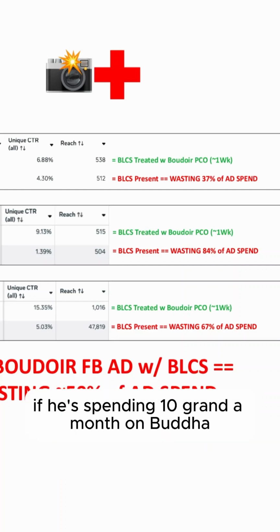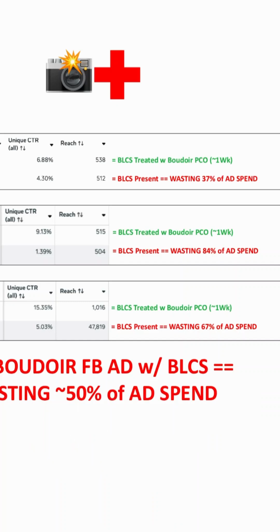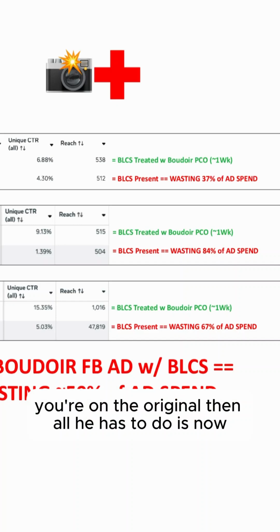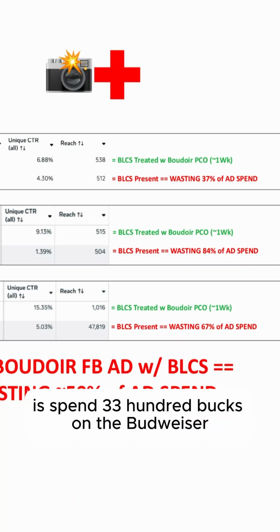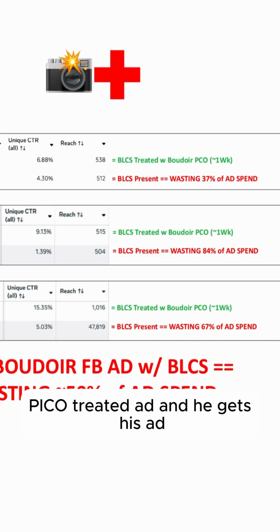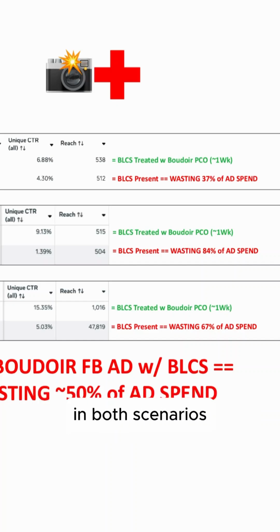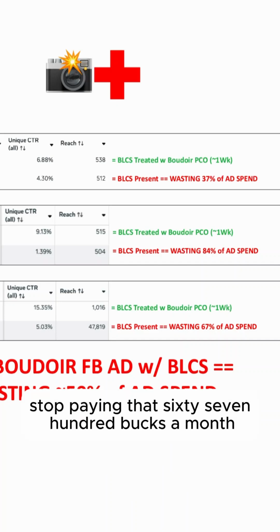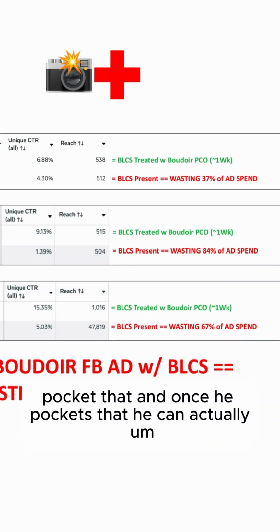So if he's spending $10,000 a month on Boudoir Facebook ads on the original, then all he has to do is spend $3,300 on the Boudoir Pico treated ad, and he gets his ad into the same number of women's brains in both scenarios. So literally he can stop paying that $6,700 a month, pocket that.